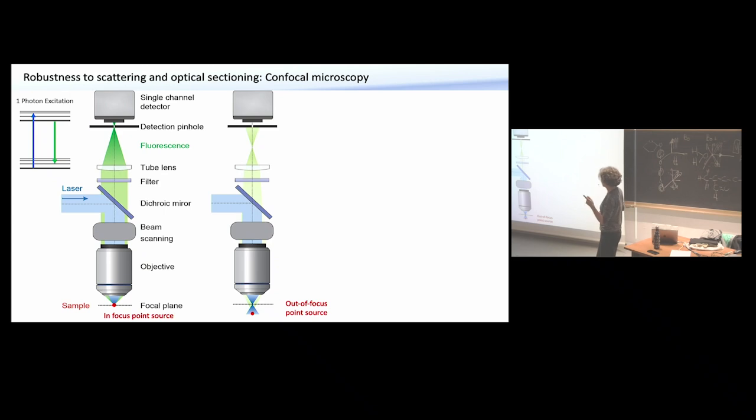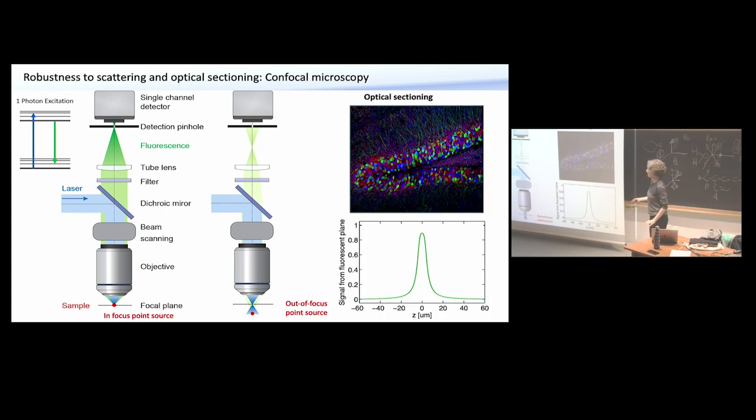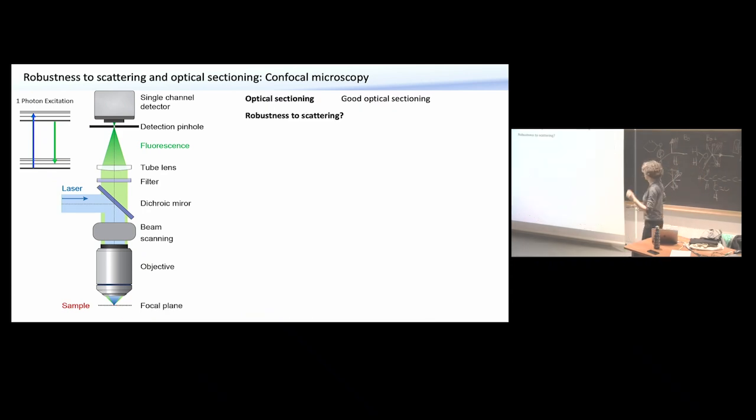So you have two reasons why you have optical sectioning: because you focus the light, and because you use a pinhole. If you look at the curve, this is the green curve that I showed before. You have a very nice optical sectioning. And the image that I showed at the beginning, the rainbow image, was acquired with confocal microscopy. So a nice technique. What about the robustness to scattering?